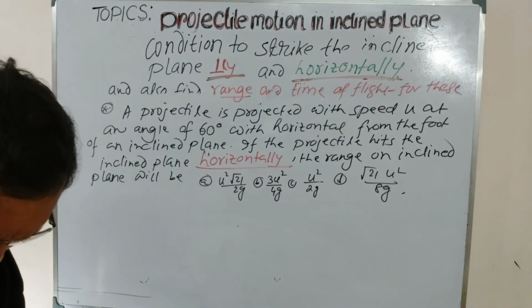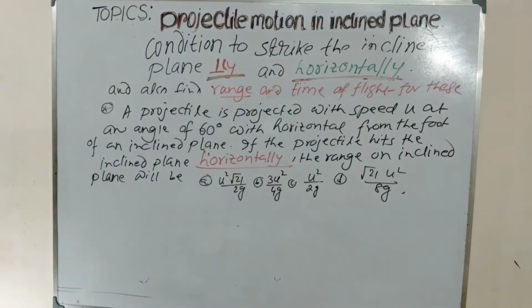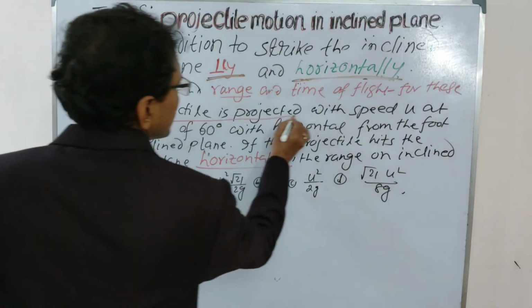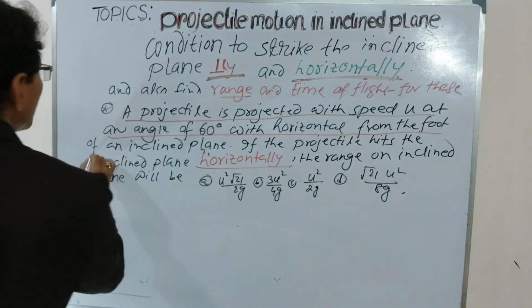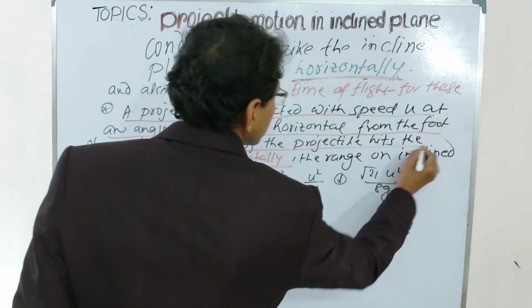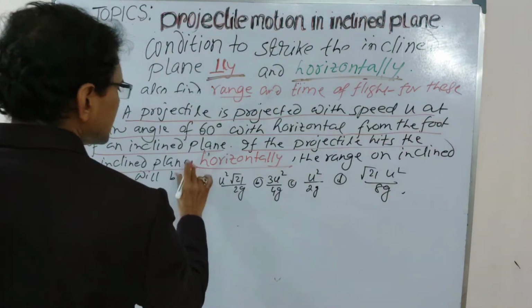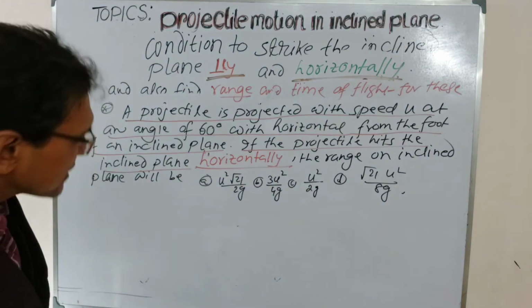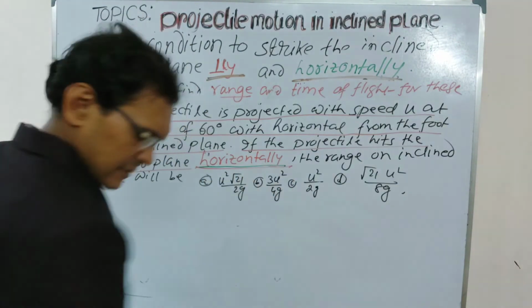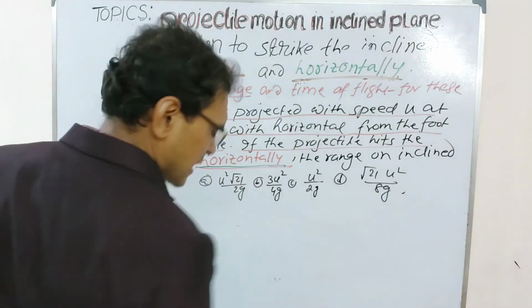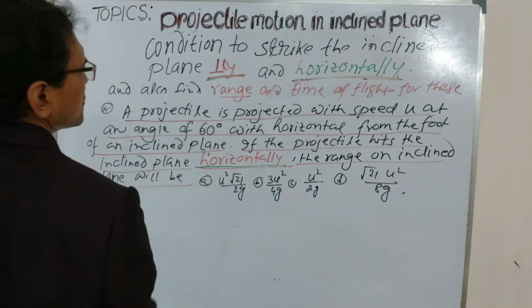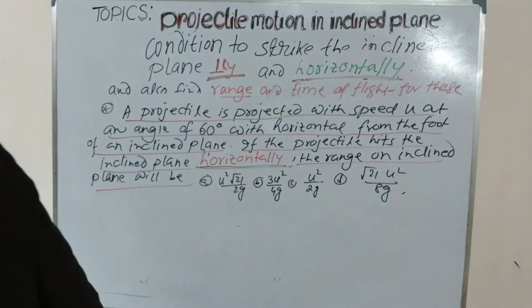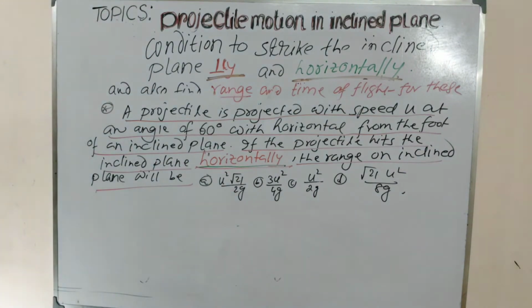This is the question. Now I repeat the question once again. A projectile is projected with speed u at an angle of 60 degrees with horizontal from the foot of an inclined plane. If the projectile hits the inclined plane horizontally, this is the special case, the range on the inclined plane will be what? These are 4 options. Which one is correct?